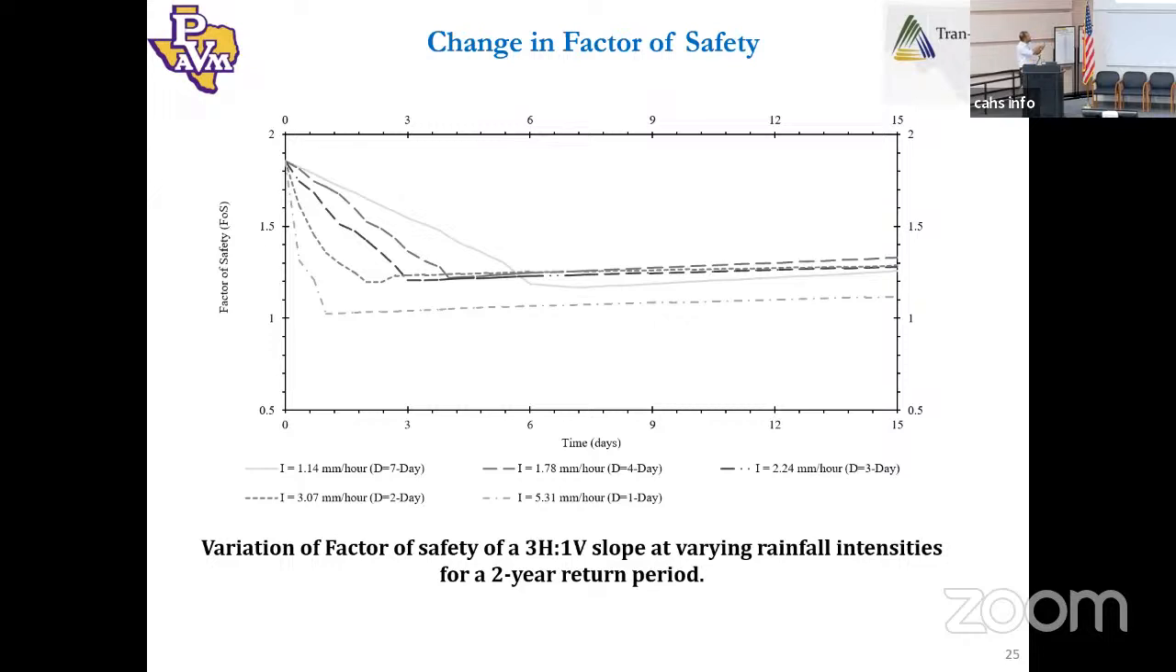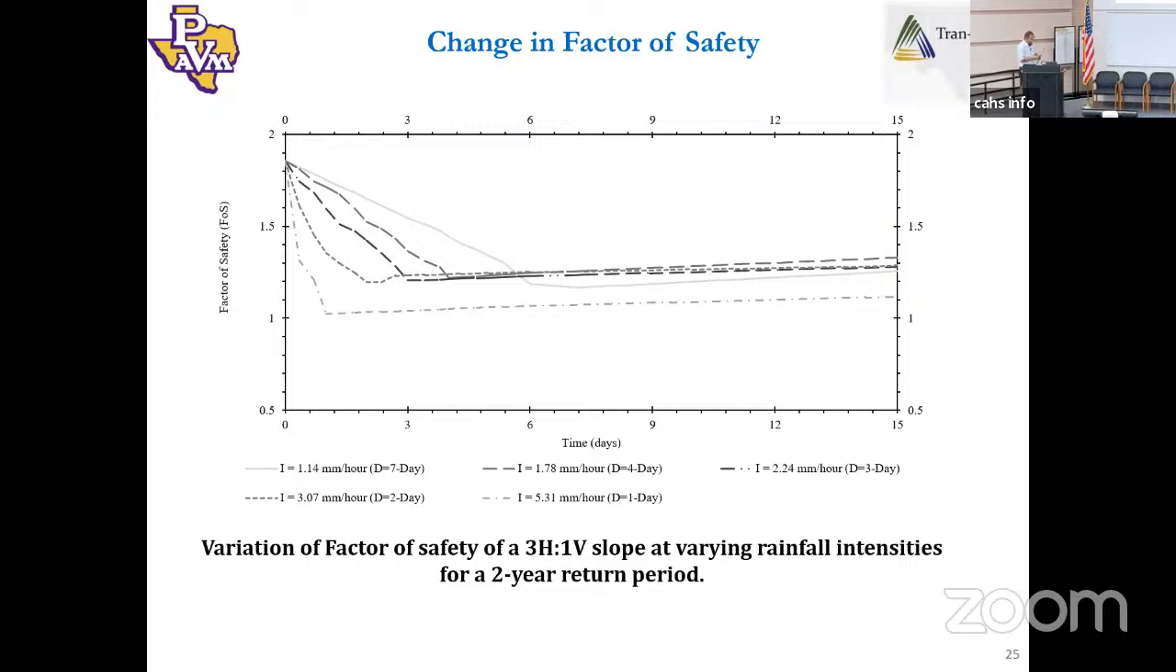So if we look at the first graph here, which is your rainfall intensity of 1.14 millimeter per hour, and if it continues for 7 days. Now look at that. Before the rainfall, at day 0, where the x-axis is the time in days, when there is no rainfall, your initial factor of safety was almost 1.8, right?